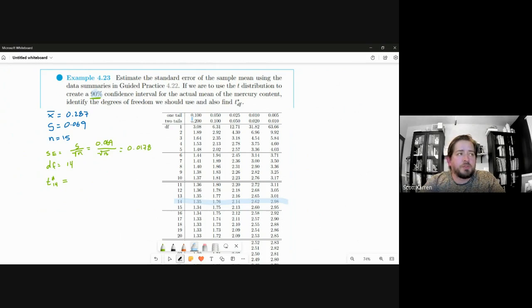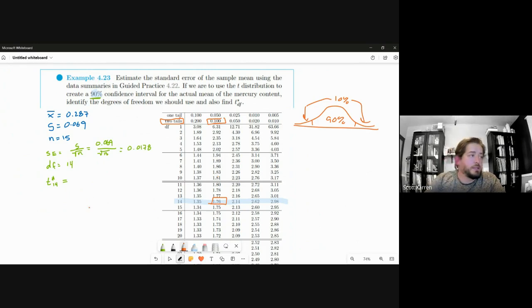We're talking about a 90% confidence interval. So once again, we're keeping 90% of the values in here, which leaves us with a combined 10% on the outside. And so I can look for that 10% in a two-tail test, matching up with degrees of freedom being 14. So my t star is 1.76.